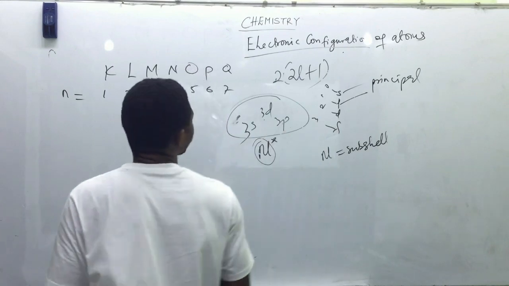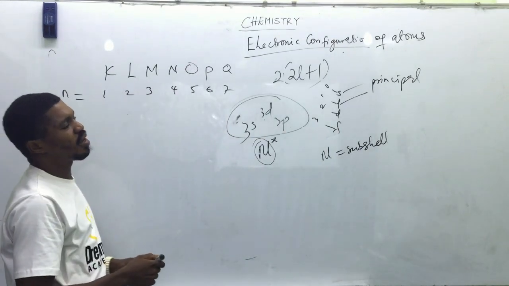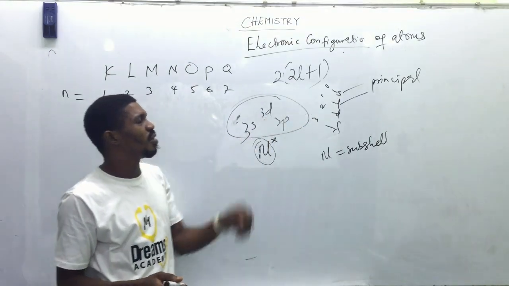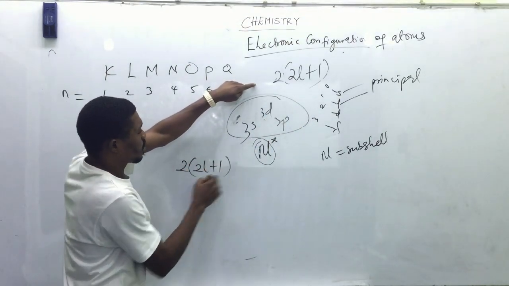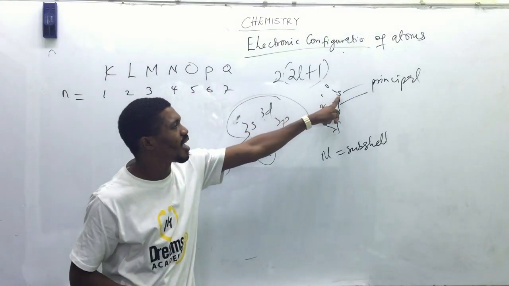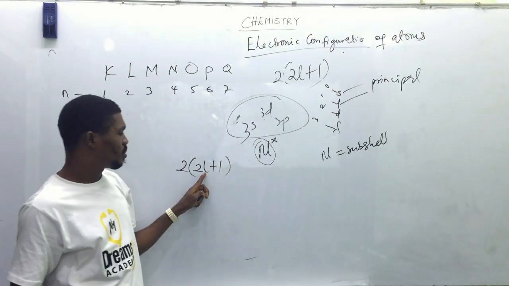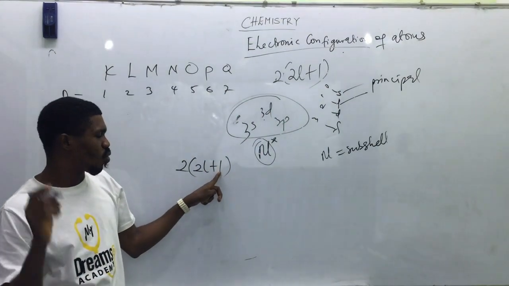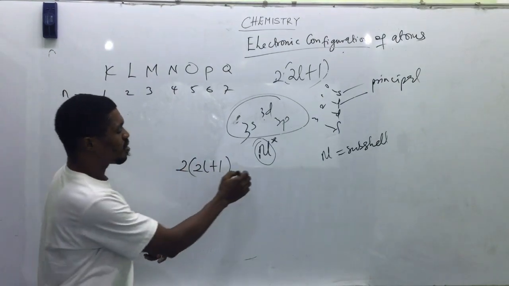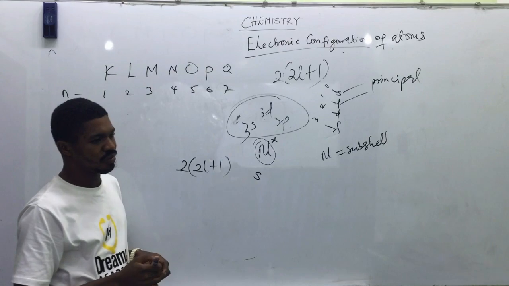For example, if I want to know the maximum number of electrons the S subshell can accommodate, from this formula 2L plus 1, I'll substitute the value of L as 0, because the L value for S is 0. Of course, 2 times 0 is 0, 0 plus 1 is 1, and 1 times 2 is 2. It means the maximum number of electrons the S subshell can accommodate is 2.